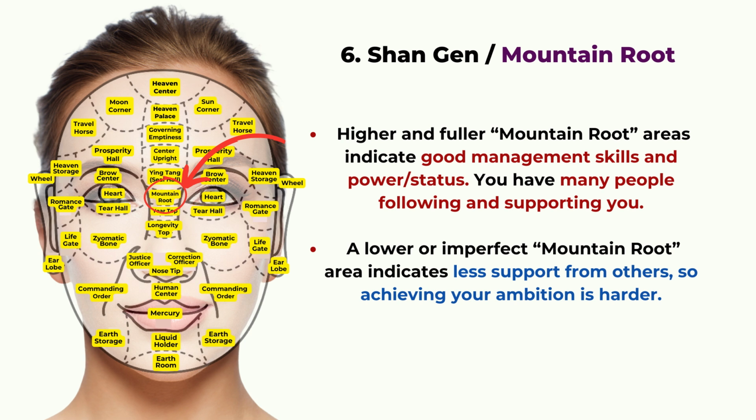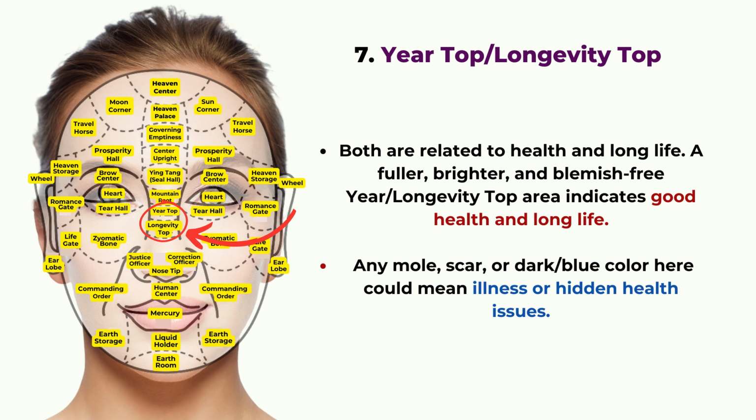supporting you. And if this area is very low and not full enough, it can mean less support or less helpful people. So in a sense, it means it's harder for you to achieve your ambitions because you are on your own. The next part is the ear top and longevity top.